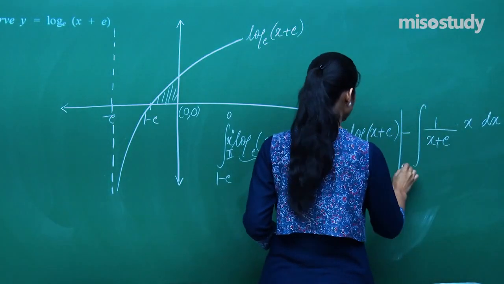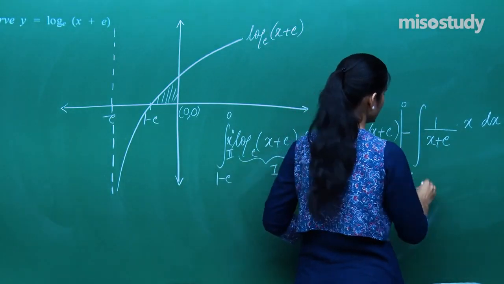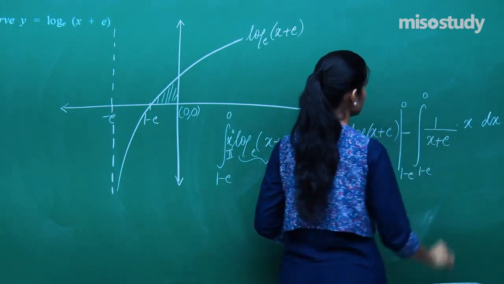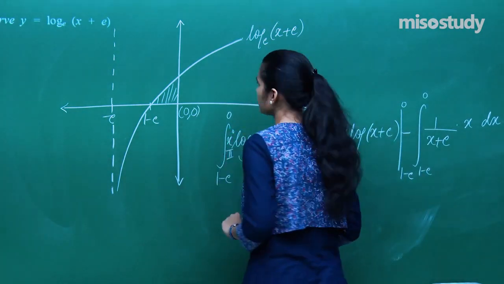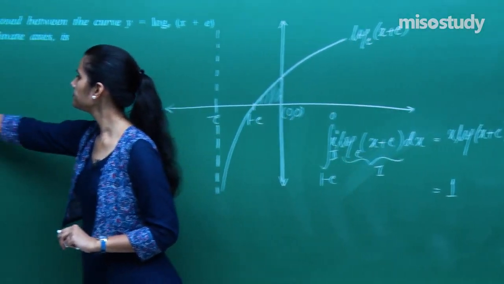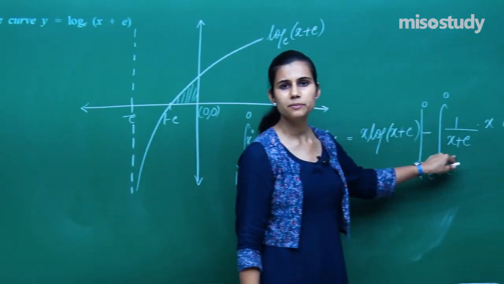So this is going to be from 1 minus e to 0, from 1 minus e to 0, and this is again going to be from 1 minus e to 0. Very easily when you compute this, you get 1 square unit as your answer. Clear? Just apply by parts. The moment you reach this stage, it's pretty simple integration.